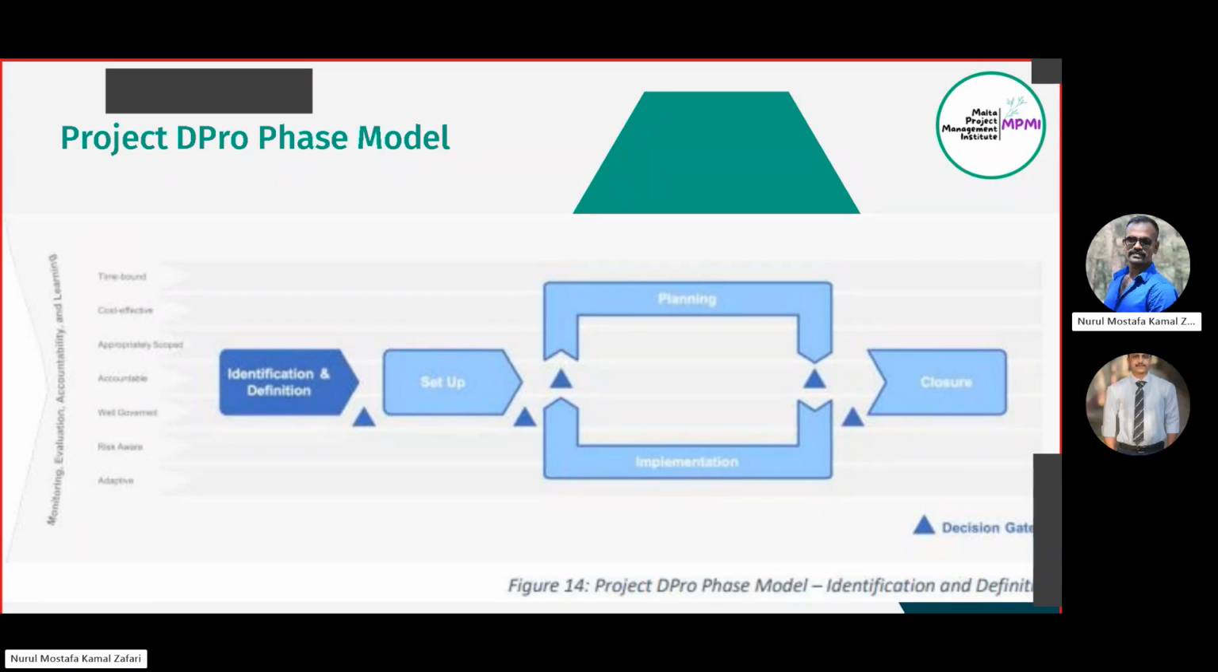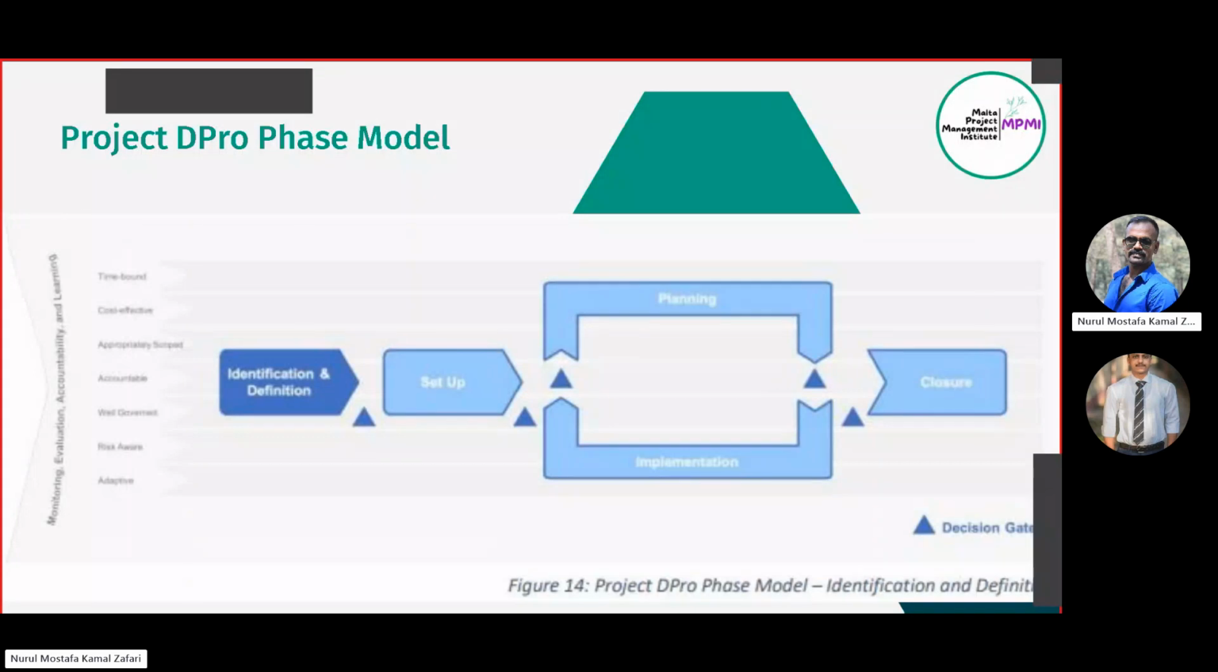Because planning is needed, but when you start implementing the project, you might need to bring changes, so you need to replan. That's why planning and implementation go hand in hand, and you will get a decision gate each time. Meaning if you bring some ideas to change the existing plan or the plan you formulated earlier, you need to talk to your senior management and to the donor to get approval, and if you get approval, you start implementing that change.